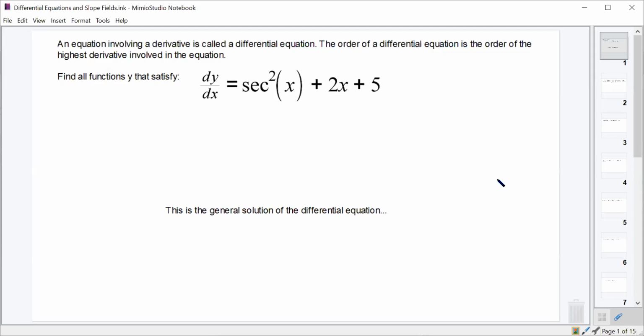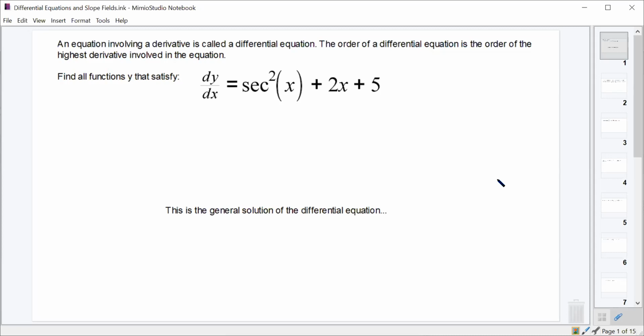When you are given a differential equation, what you are being asked to do is to find all of the functions that satisfy that differential equation. When you're given an equation in one variable, like x plus 7 equals 2, or x squared equals 4, and you're asked to solve it, you're finding all x values that satisfy that equation. The same thing here, except now we're finding all functions that satisfy this derivative.